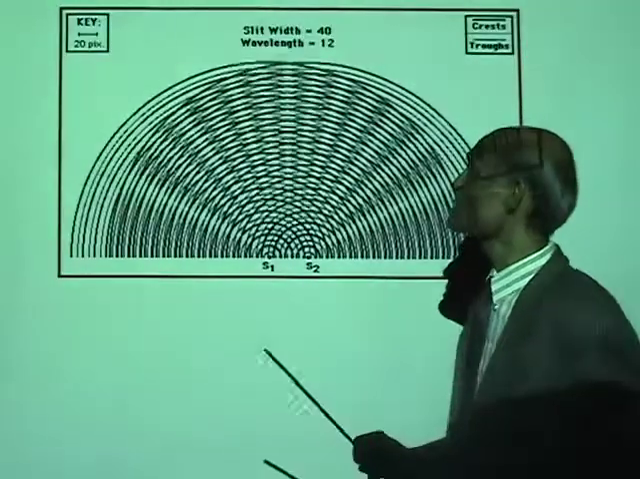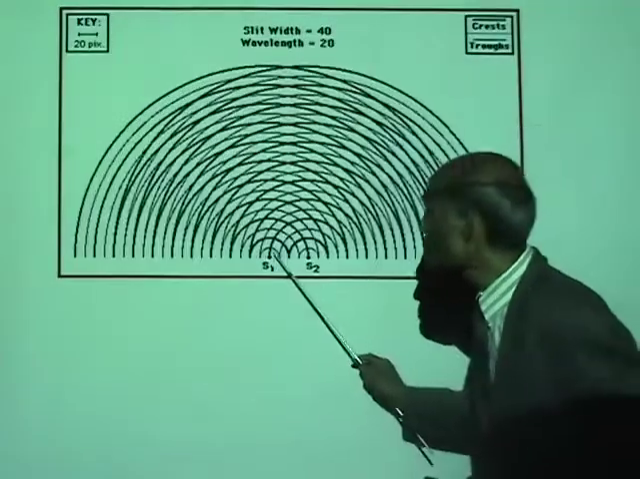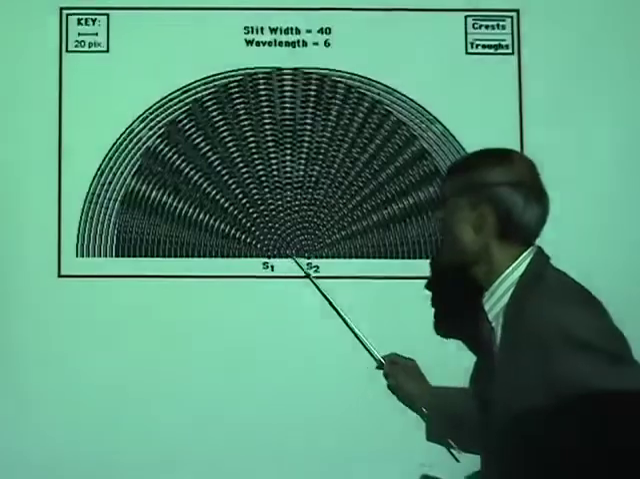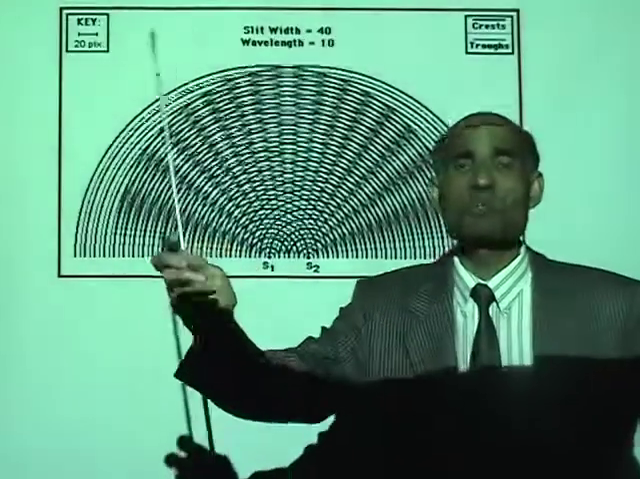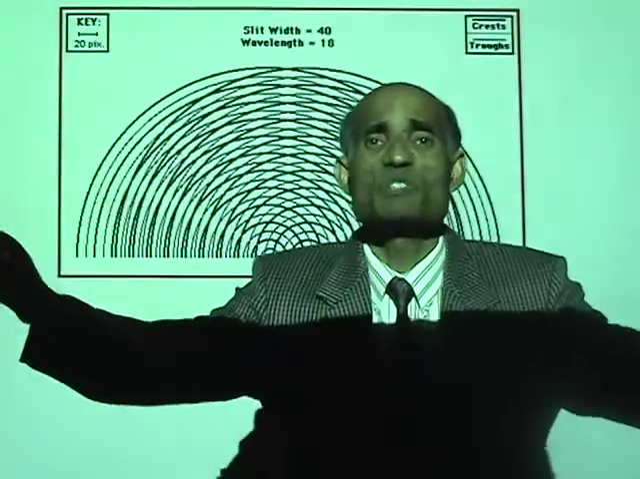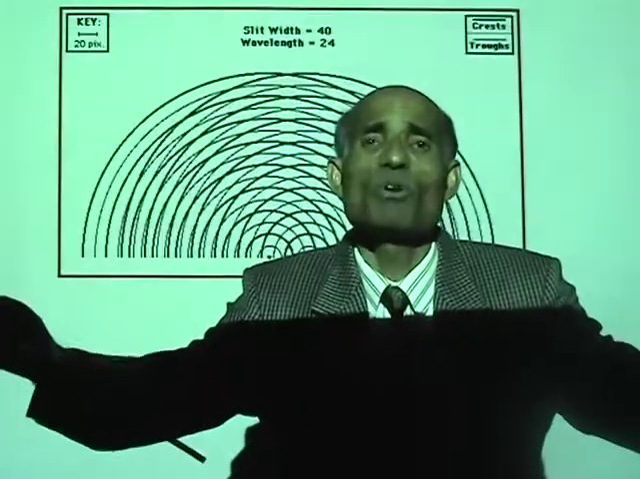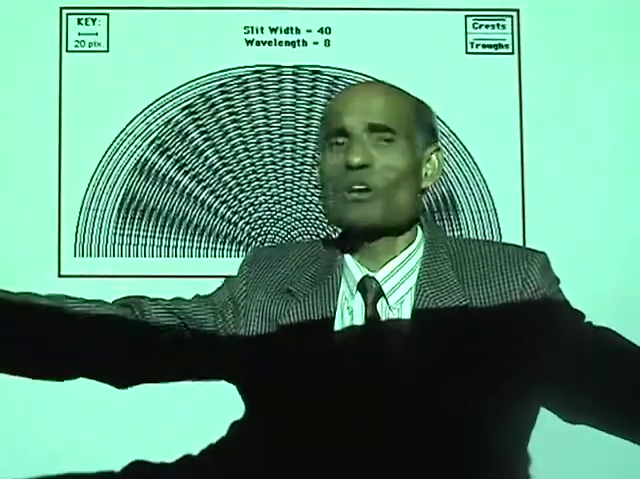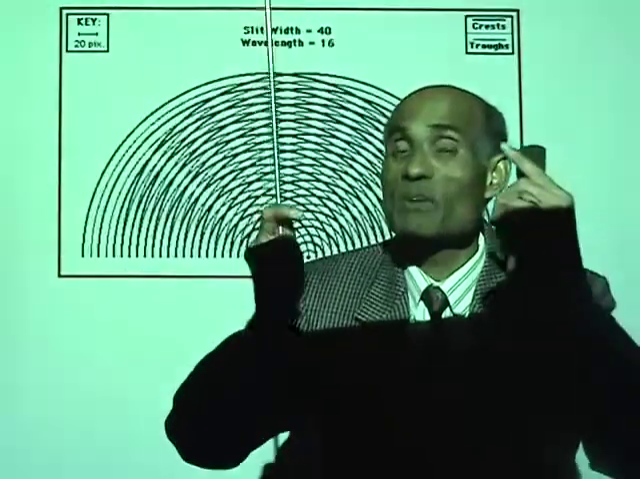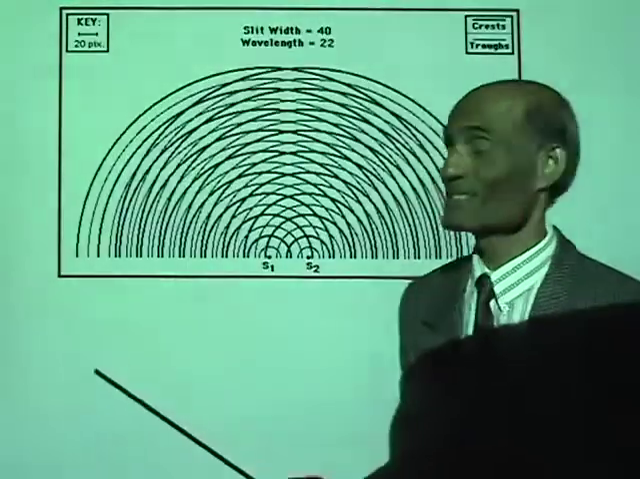Now here is a good example. There are two loudspeakers, S1 and S2. I'm sure most of you have speakers in your living room, one on the left side, one on the right side, and you are hearing sound from both speakers.